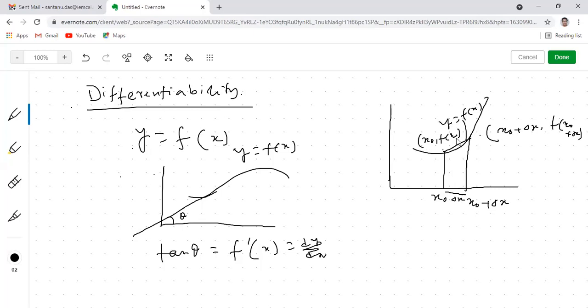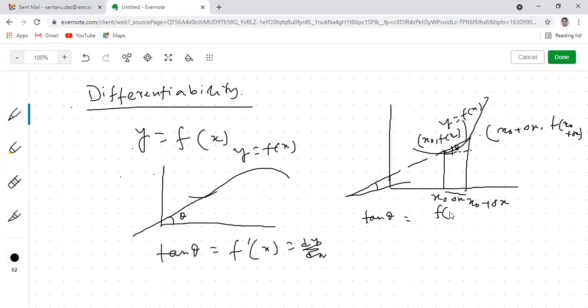This one. So if I extend this chord, it will make some angle with the x-axis, that is theta. If I join this, this angle will also be theta. Now tan of this theta is nothing but this height divided by this base. So the height is this length, f(x0 + del x) minus f(x0), because this is the ordinate corresponding to this point. So this is f(x0), this distance, and this distance is f of x0 plus del x.